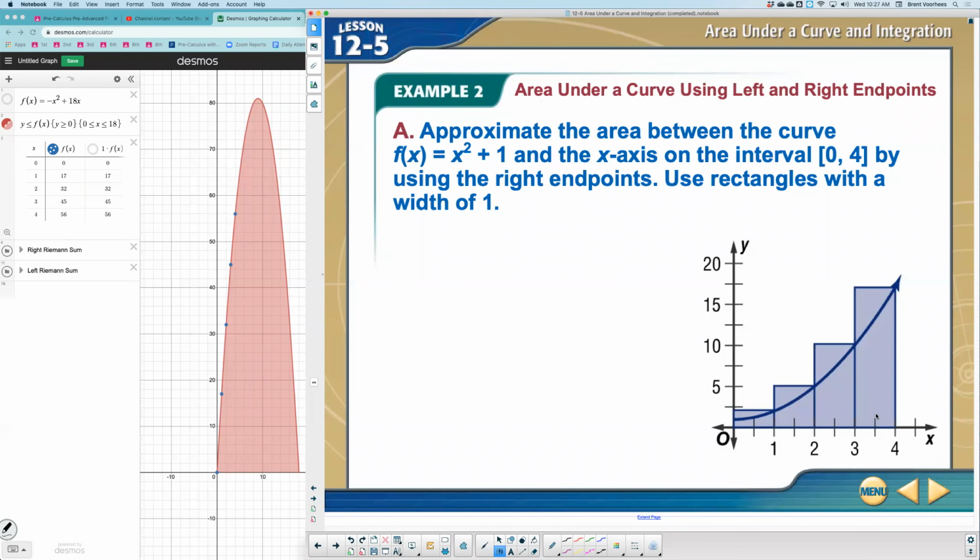Example 2, area under curve using both left and right endpoints. Okay, so on example 1, we only looked at the right endpoint. So making these Riemann sums is what we're going to learn. It's called these blocks going from the right endpoint. And we add those up for the area.